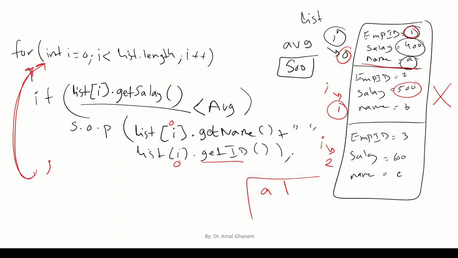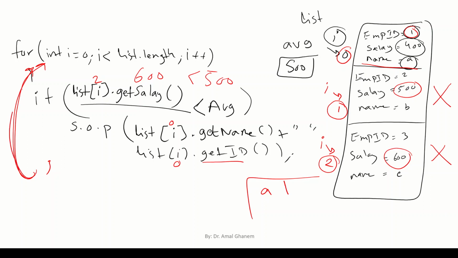So I have to say list of 2. Get salary, is it less than the average? So this is location 2. Get me the salary, which is 600. Is it below 500? It's not. So I will not do the output.